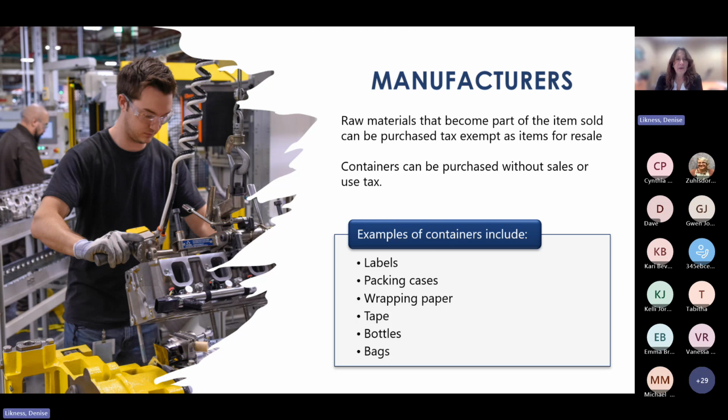Manufacturers. With a manufacturer, any type of raw materials that become part of the item sold, of course, can be purchased tax exempt for resale, because the manufacturer is building something and then turning around and selling it, whether they're selling it to a distributor or the end consumer. In most cases, they're selling it to a distributor that is going to resell it to the end consumer. So in that case, they can purchase the raw materials that go into it. They can also purchase containers that they put the product in and ship it out in. That would be without tax. And then there are some examples of those containers and shipping labels and that type of thing that they can buy without tax.